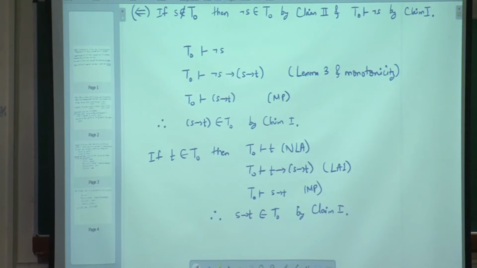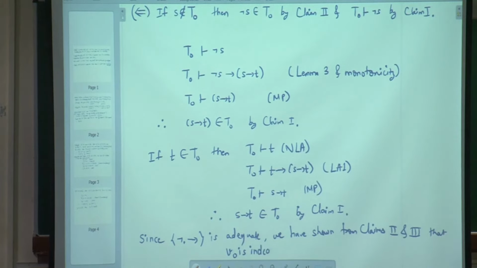So we completed the proof, but we still need to show one more thing. And what is that thing? We have to say something. Since this is adequate, we have shown from claims 2 and 3 that V is indeed a valuation. No, we did not use V naught, we just use V. So V is indeed a valuation. And therefore our proof is complete, and one more line, not done yet.